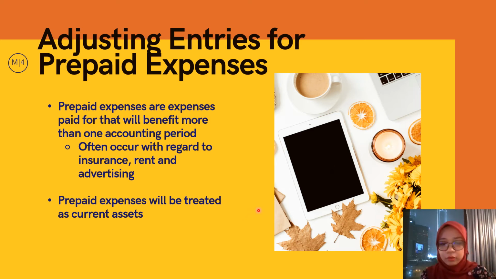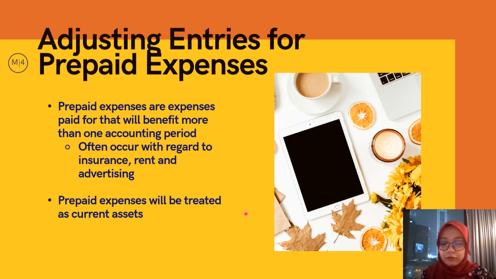For this month, January, for example, we already pay our expenses for February and March. Therefore, the amount that we paid for February and March, we cannot record as expenses in January. We have to record it as prepaid expenses, as a current asset, in January.